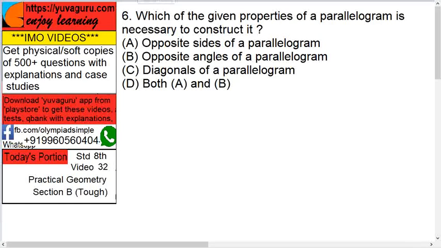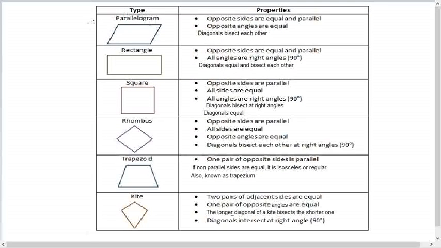Let's start. Which of the following given properties of the parallelogram is necessary to construct it? Means to construct a parallelogram, which of the following properties is of utmost importance? Here, you have to construct a parallelogram. So, the important part of a parallelogram is that opposite sides are equal and parallel. If this condition is satisfied, then it is definitely a parallelogram.